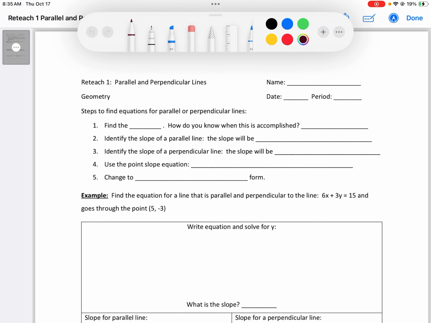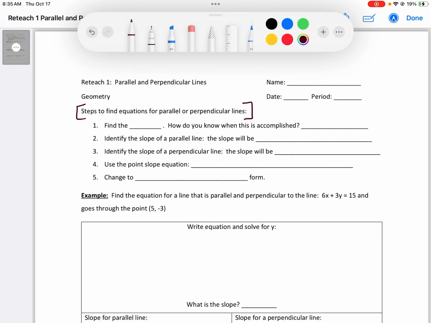So this first one is all about parallel and perpendicular lines, which we studied very recently, and it's specifically focused on using the different equations of a line and using parallel and perpendicular slopes. So I'm just going to jump right in because I want this to be fast.